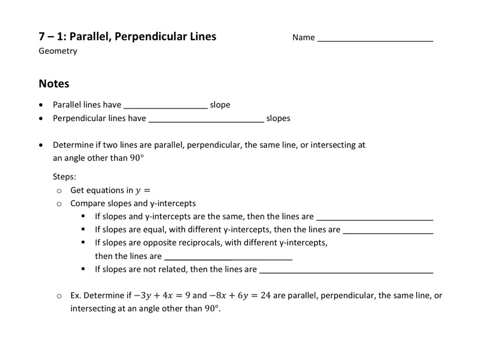So if we have parallel lines, they have the same slope. You know that parallel lines never cross each other, they never intersect, so they must rise at the same rate as each other. Rise over run is slope.